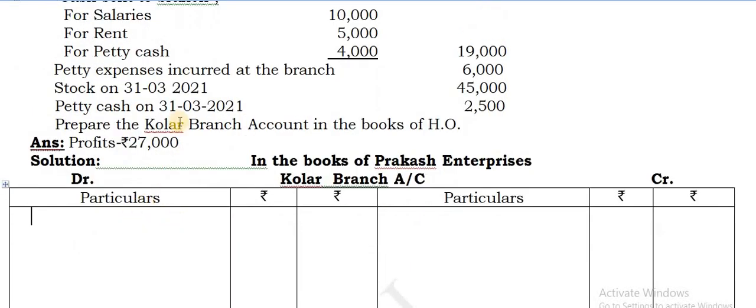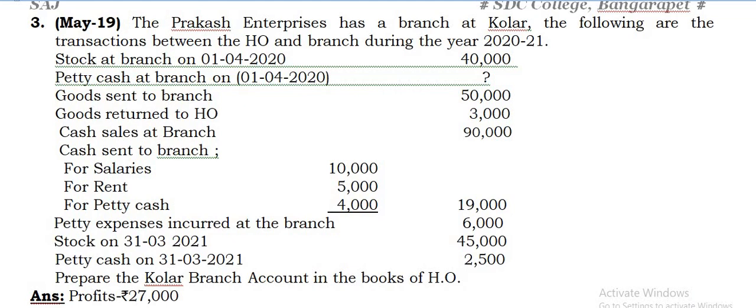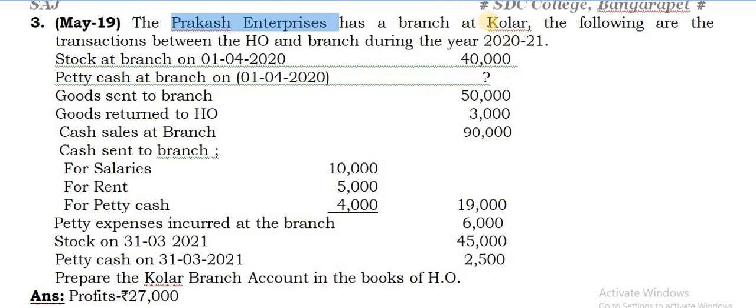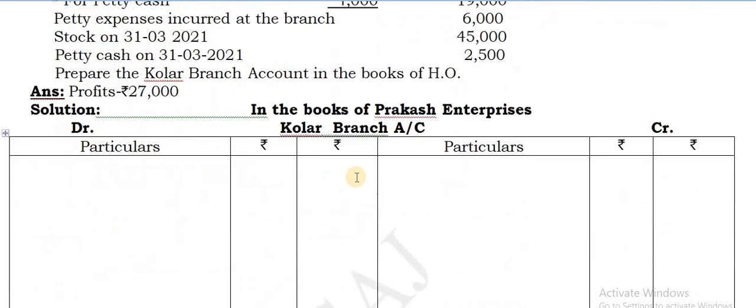Well, so start with the opening cash first to balance the problem. First we will write all this in the books of Prakash Enterprises because that is the head office. Kolar Branch Account, that is given as the branch at Kolar, so Kolar Branch Account. Take on the debit side to balance brought down.